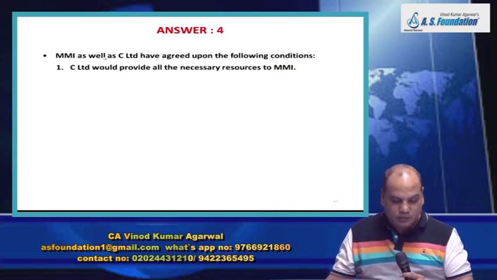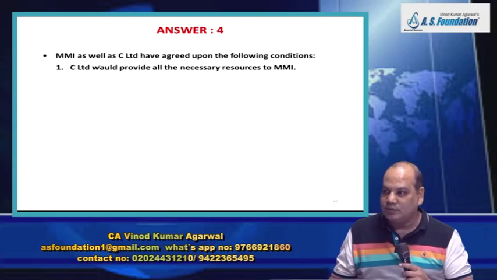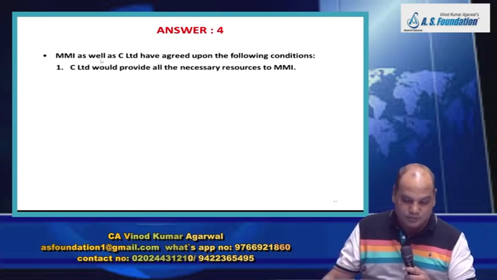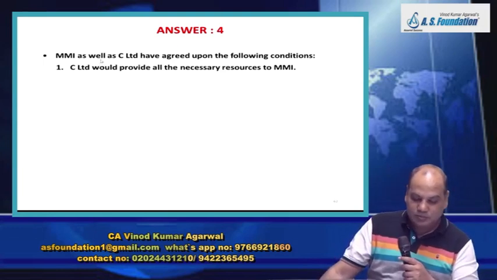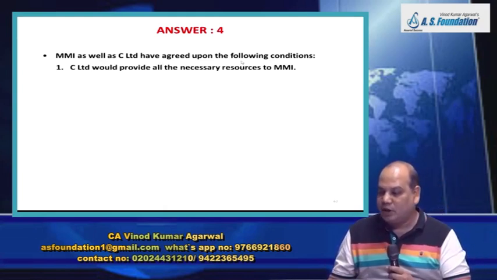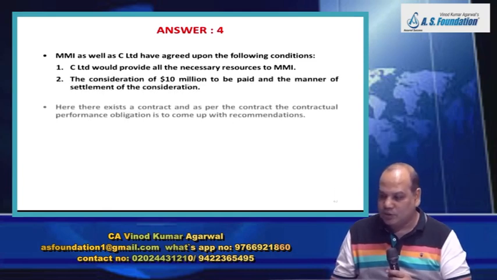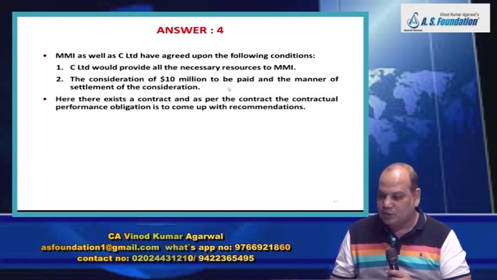Even though you have received the advance, that advance will be shown as a liability. That $5 million received would be shown as a liability. MMI as well as C Limited have agreed upon the following conditions. So there is a contract. C Limited would provide all the necessary resources to MMI. Consideration of 10 million will be paid.